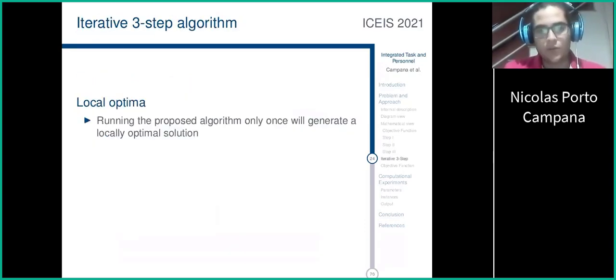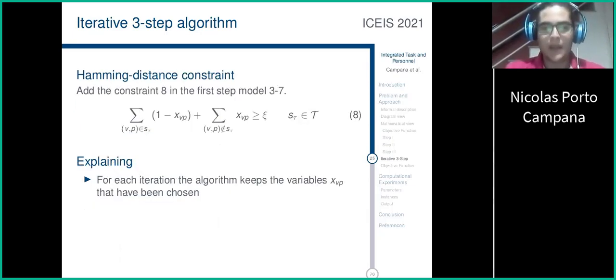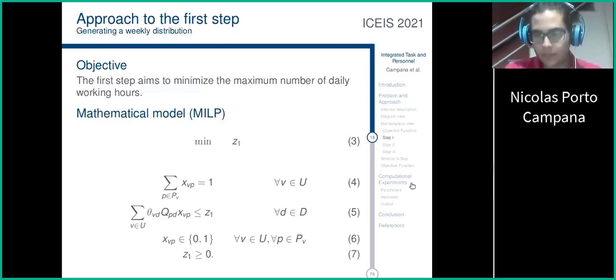So what do we do? How to address this problem, okay? Because we have a different objective function for each step, we used a Hamming constraint, okay? With the Hamming constraint, we add equation 8 to the first step model, previously presented. It can be seen here, this mathematical model, okay?